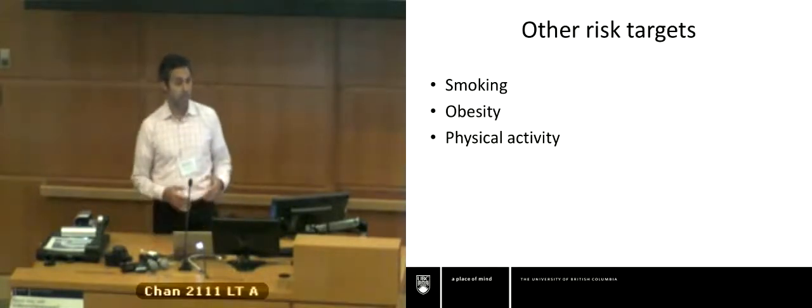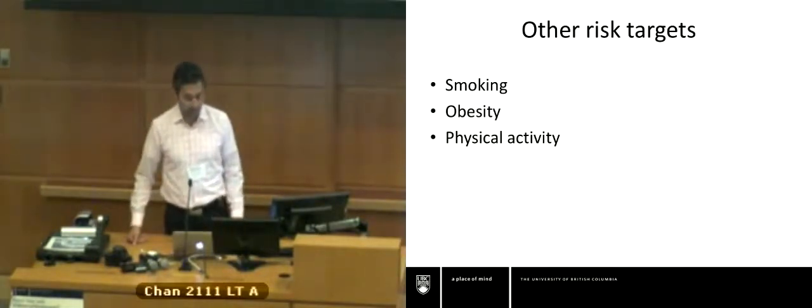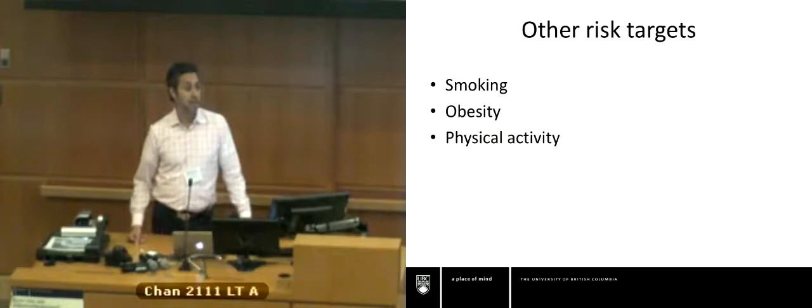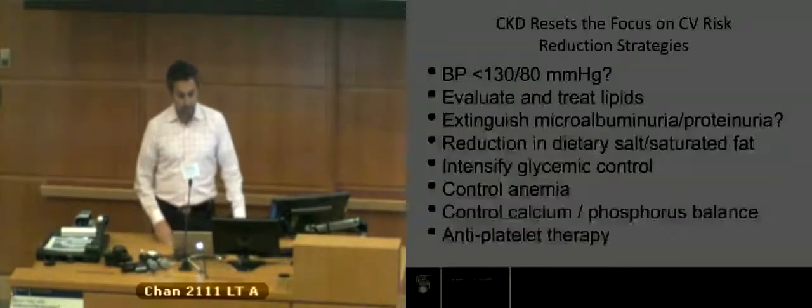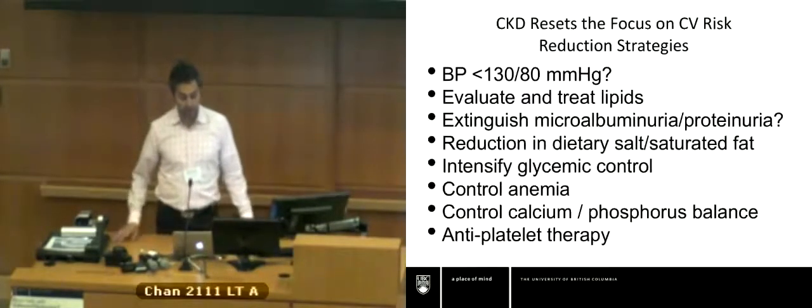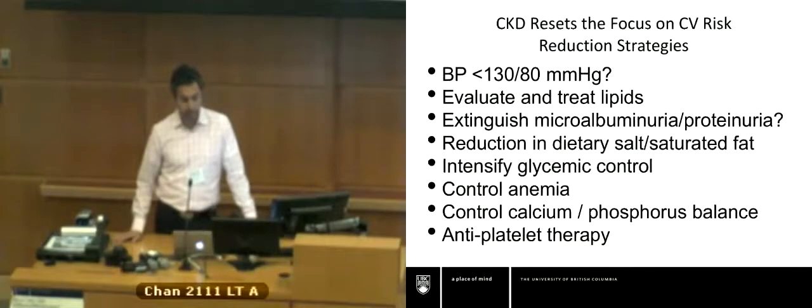Well, obviously, there's the lifestyle stuff: physical activity, smoking, obesity. Not a lot of studies that looked at them, but I think it makes common sense that patients need to be active, they need to try to lose weight, and stop smoking as well. And so what should we do for our patients? We need to target a low blood pressure. The target, I don't know what we're using in Vancouver, but I would argue that it should be less than 130/80. We need to evaluate and treat lipids with a target LDL of less than 2.6.